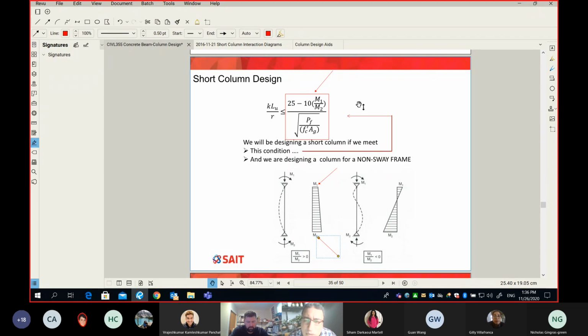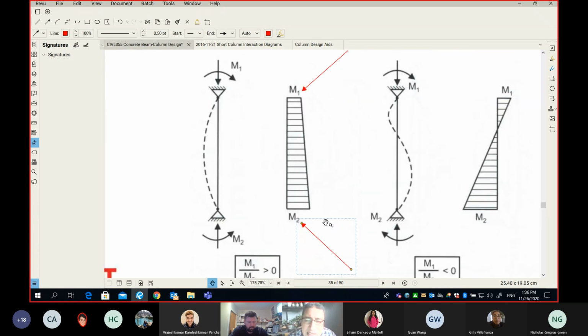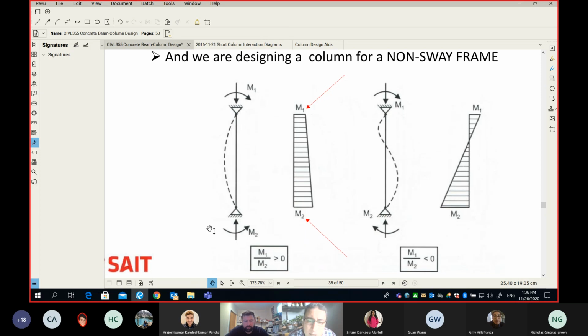However, the M1/M2 ratio has a sign. M1 divided by M2 not only has a value, but also a sign. It can be positive or negative, according to the picture at the bottom of my slide. If M1 and M2 are opposite to each other, M1 clockwise and M2 counterclockwise, we call this single curvature.